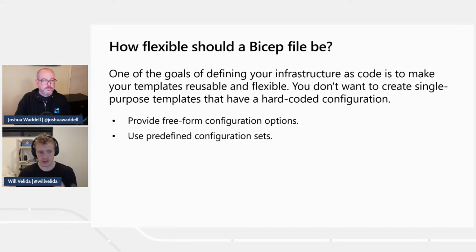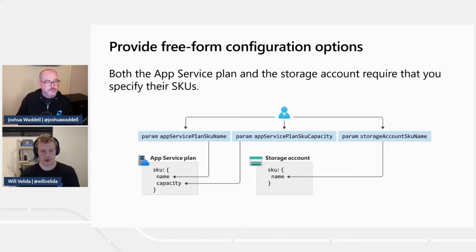And there are two common ways that we can actually provide parameters within a template. If we go to the next slide. Yep. So the two ways we can actually do that is we can provide a freeform configuration option or use a defined configuration set. And let's consider this in terms of an app service plan. So both our app service plan and our storage account require that we specify their SKU sizes. You might want to consider creating a set of parameters to control the SKUs and instance counts of those resources.